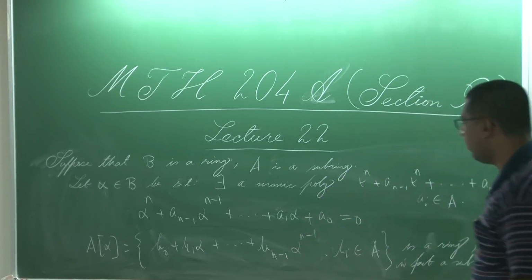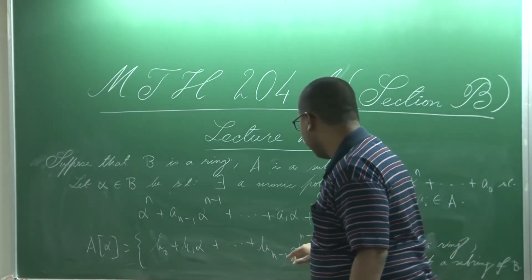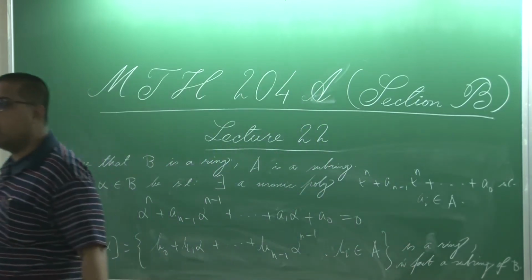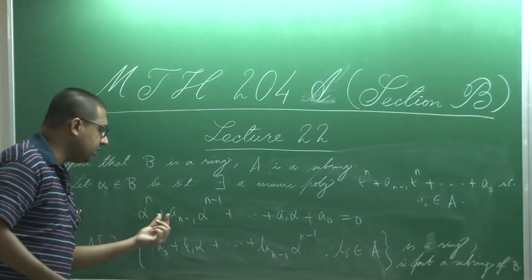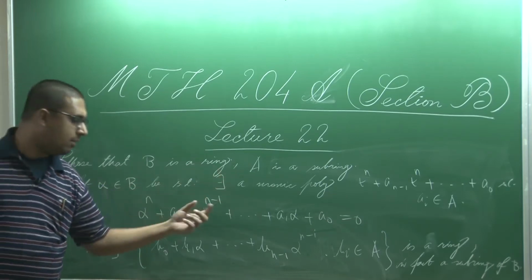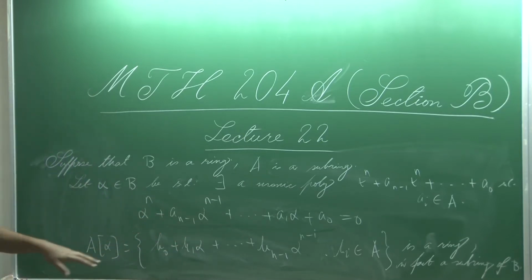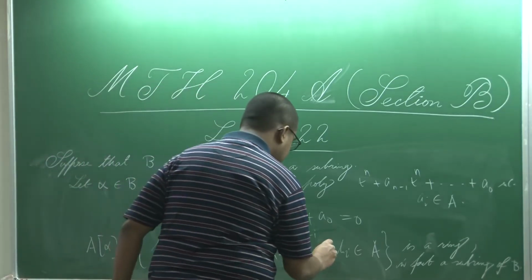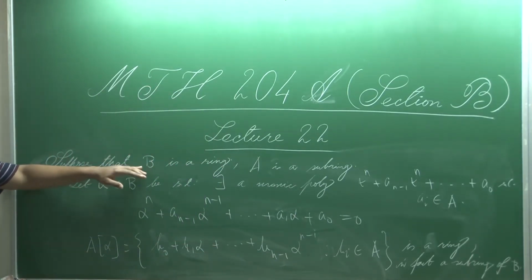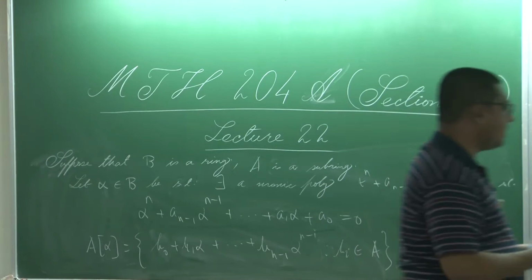That is quite easy to see. If you take the product of two such things, then as soon as the power of alpha is at least n, alpha to the power n is the negative of this entire expression, and alpha to the power n plus 1 can again be expressed in terms of lower powers of alpha. Therefore this collection is closed under addition and multiplication induced from those in B. So, this is a ring.